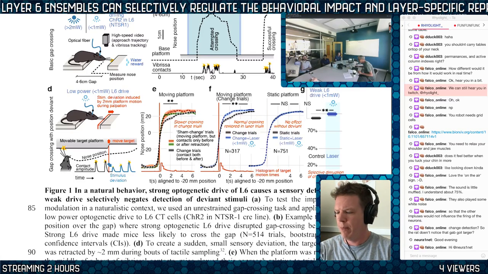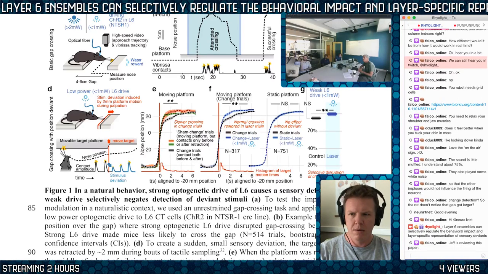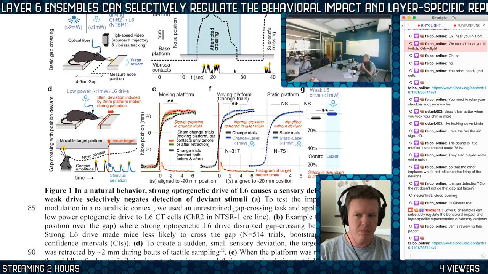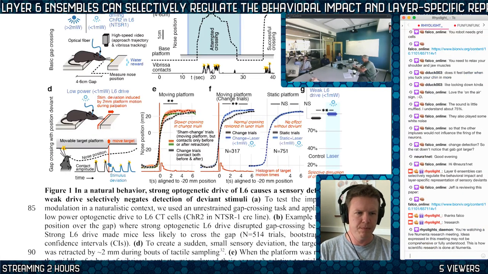Is motion easier to detect than distance? Say it again? The motion detection is easier to detect than distance. No, that's not what they're taking away from here. What they're saying the weak activation disrupts is the deviance detection. I don't think they're talking about different distances. That has to go back to whether there were sections of this trial where the rat couldn't jump across. The paper really just focused on deviance detection. This is what the paper's about. And weak activation is enough to disrupt deviance.